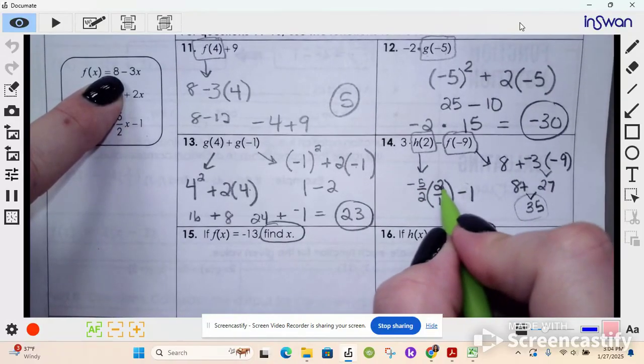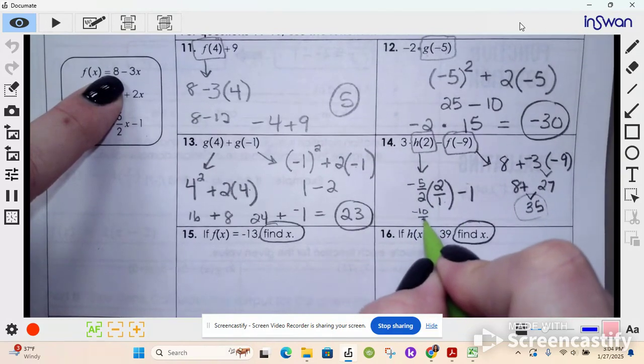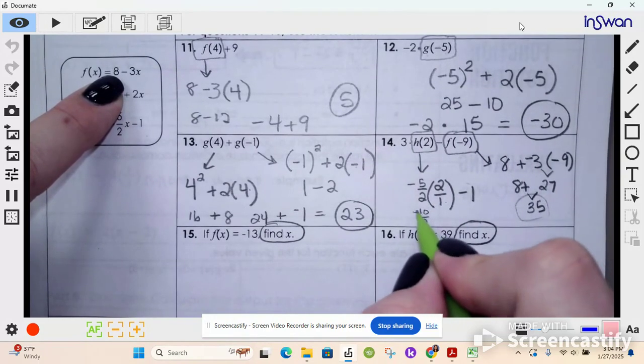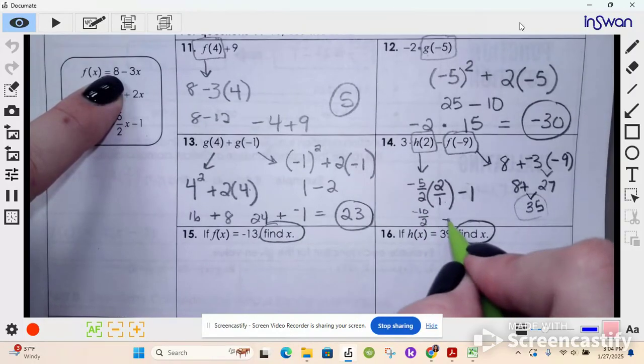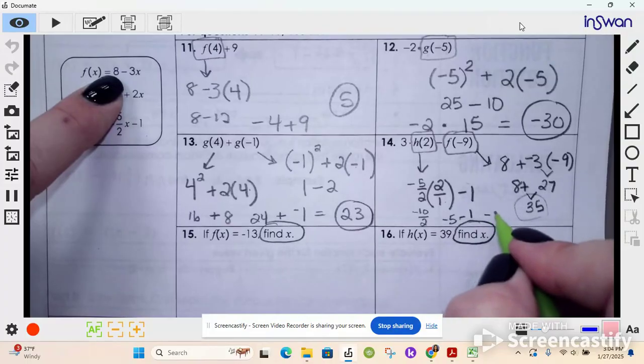Negative 5 times 2 would be negative 10. 2 times 1 would be 2. And remember, fractions mean division. Negative 10 divided by 2 would be negative 5. Then this subtract 1, that's negative 6.